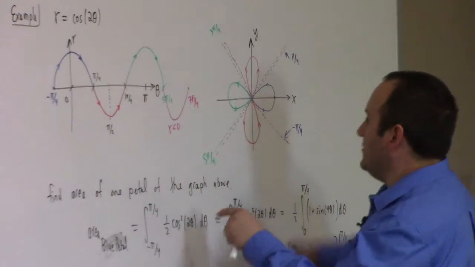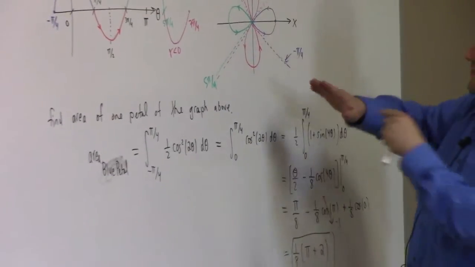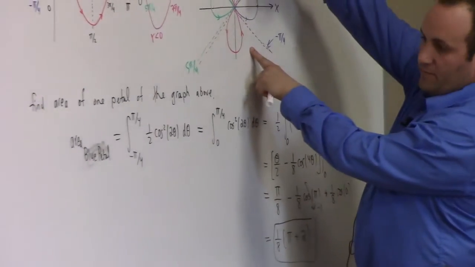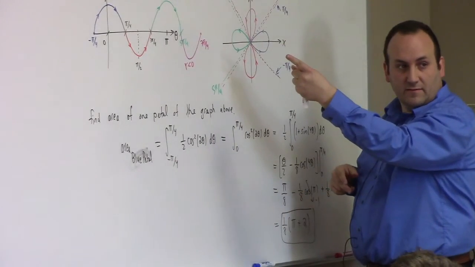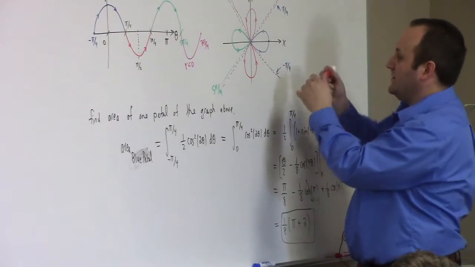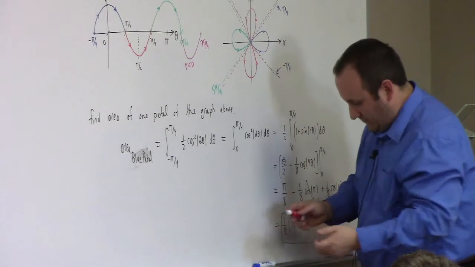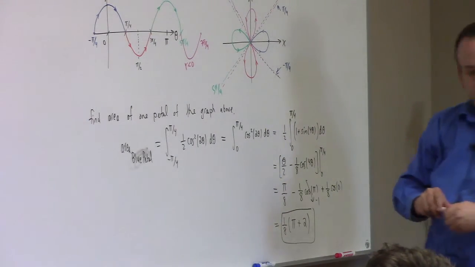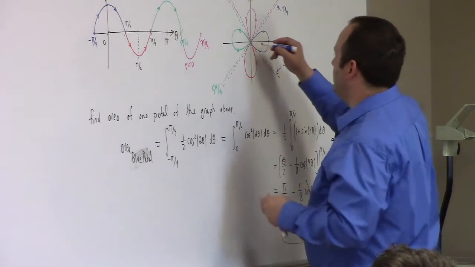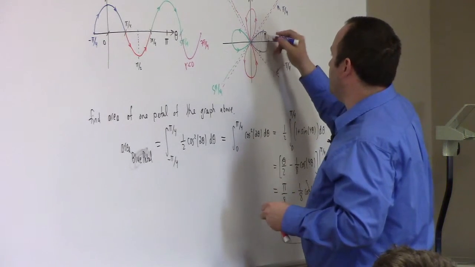So the area of the blue petal would be the integral from minus pi over 4 to pi over 4 of 1/2 cosine squared 2 theta, because cosine 2 theta is the r. If you look at the blue petal, it goes from the origin out to the cosine 2 theta curve. There's no inner radius here. It's just that.